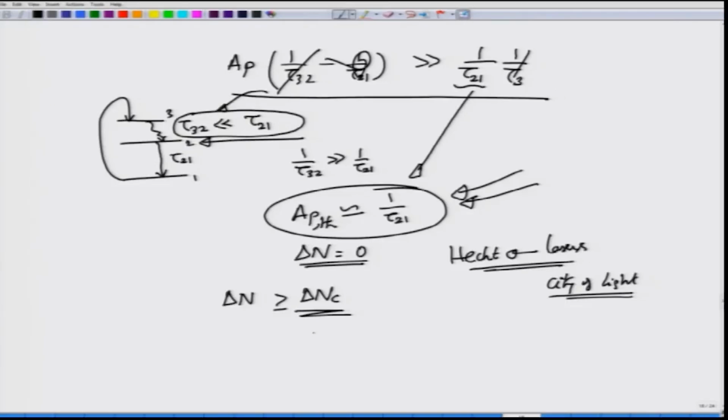Okay. I will give you the expression for this critical value, that is given by 1 by tau_ph times B V_A. If you are wondering what these terms are, B is just a term which we have written for B12 or equivalently for B21. V_A is the cavity volume.